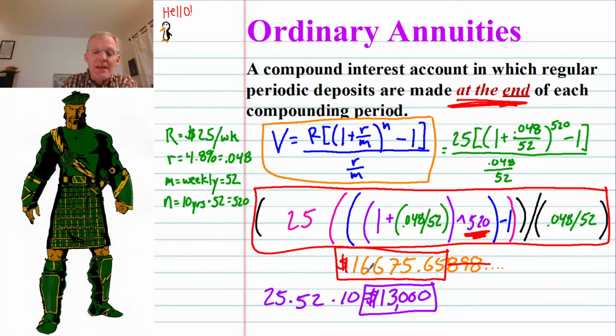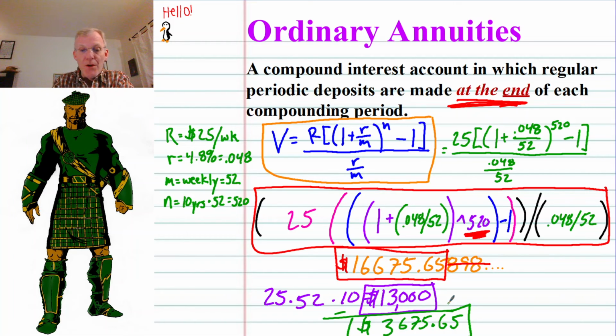It turned into $16,675.65. So how much interest did it earn? Well, that's just a subtraction problem, right? We would take the total final amount minus the total of deposits, do a little subtraction there. We get our 65, and that's all going to be 675. Oops, one off, right? $3,675.65, and that would be the total interest earned. Okay, so that's just a subtraction problem there.